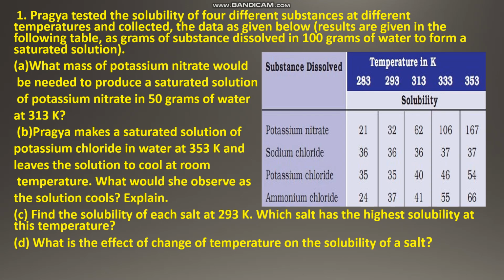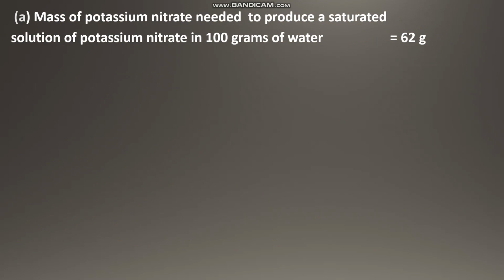So, according to this table, at 313 Kelvin, how much amount of potassium nitrate is required to make a saturated solution in 100 gram of water? It is 62. It is given in this table, 62 gram is required. So based on this, we have to calculate how much potassium nitrate is required to make a saturated solution at this temperature, that means 313 Kelvin, in 50 grams of water.